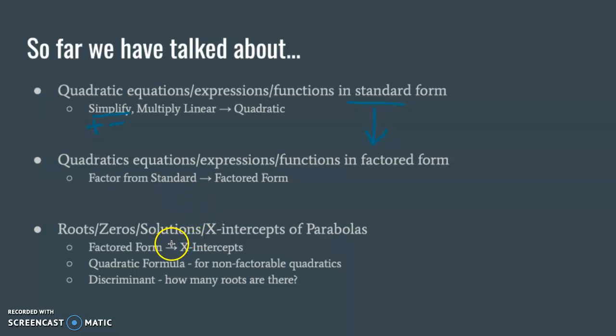And then most recently we talked about the roots, the zeros, the solutions, the x-intercepts. Those things have a lot of different names, but it's all talking about the same thing: where does the parabola cross the x-axis? We can use factored form to find the x-intercepts. We can use the quadratic formula, especially if you run into quadratics that are not factorable, which is what we're going to be talking about today as well. And then discriminants tell us how many roots there are, but we don't know what they are from the discriminant. We have to use the whole quadratic formula. Okay? Alright, that's what we've got so far.